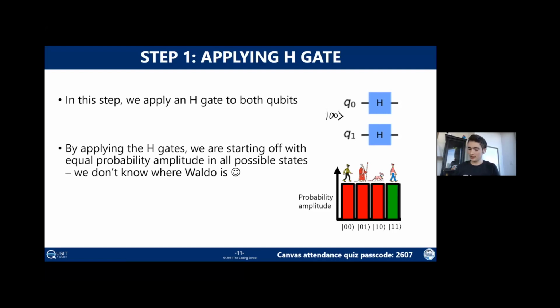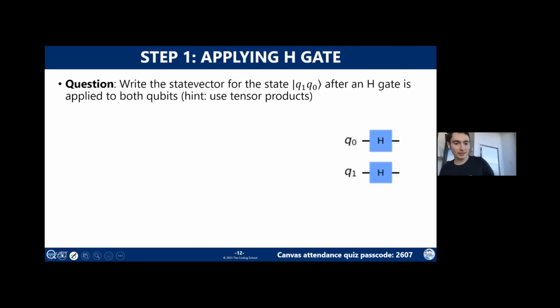Okay, now let's do a little bit of practice. This is nothing new, or it shouldn't be anything new, just applying some principles that we have seen before. The question is the following. Write the state vector for the state Q1, Q0, trying to stick to right indexing here, after an H gate is applied to both qubits, and the hint here is to use tensor products. Okay, so we start off with the state Q1, Q0. Well, I guess I should start off with the state 00, sorry. That is how we initialize.